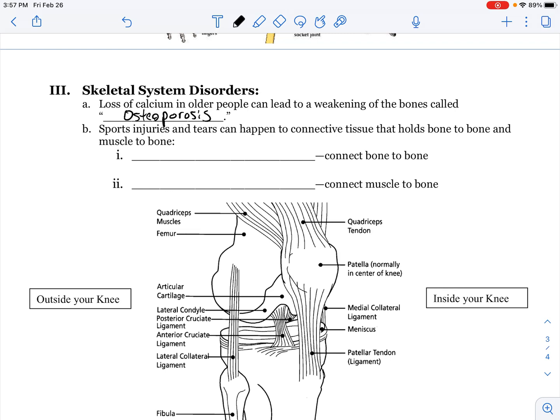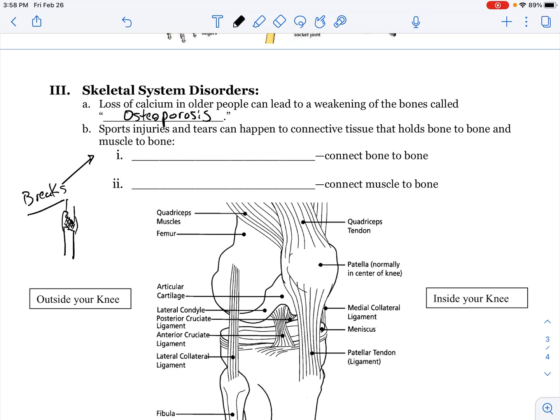And you can also have tears that happen to the connective tissue that holds bone to bone. You can also have breaks. So I didn't type that, but you can add it. You can actually just have fractures of the bone. But again, bone is living tissue. So if you have a break, as long as you keep the bone stable, the break will fill in with new bone.